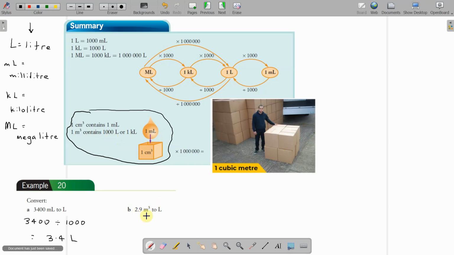Back to here. Now we're converting from a volume unit to a capacity unit. So what do I do? 2.9, and since we're going to litres, that's times 1,000, because there are 1,000 litres in 1 cubic metre. So 2.9 times 1,000 is 2,900 litres. Just be careful of those where you've got a volume unit and a capacity unit in the same question.